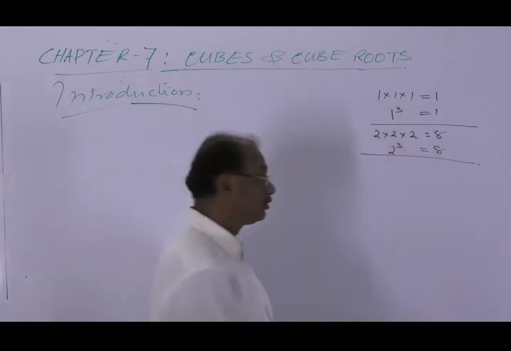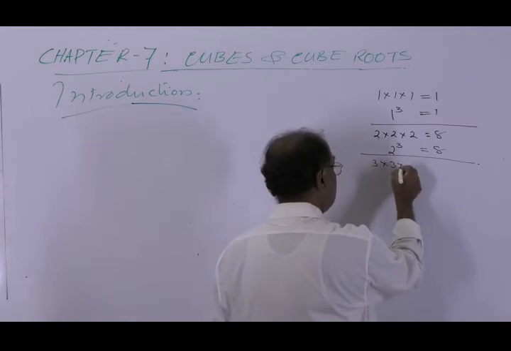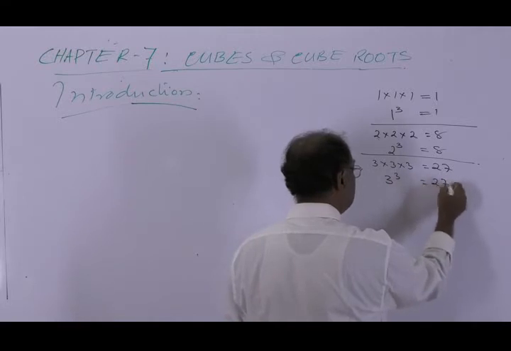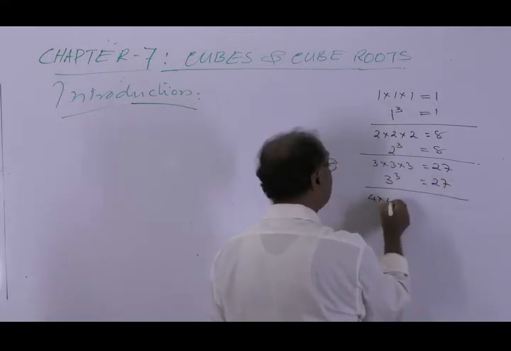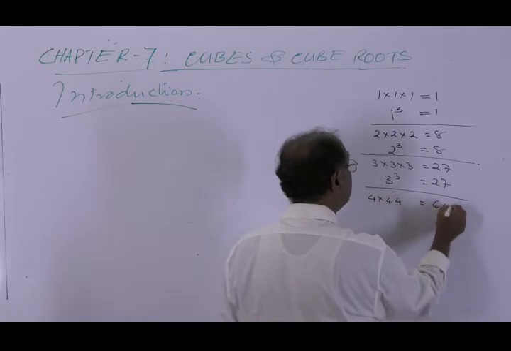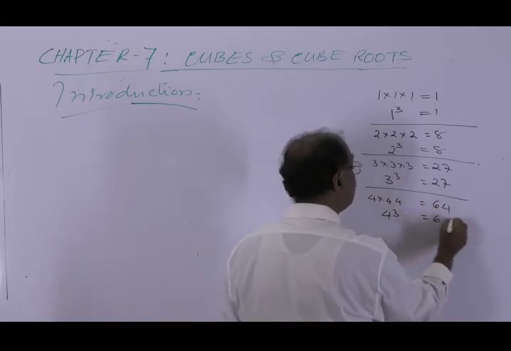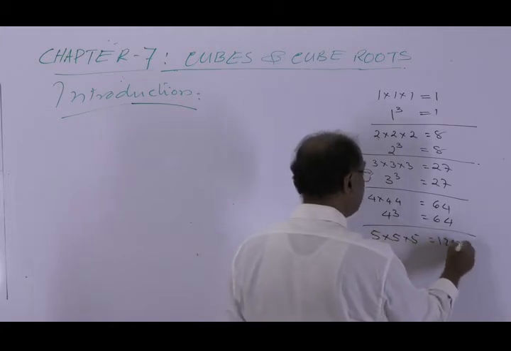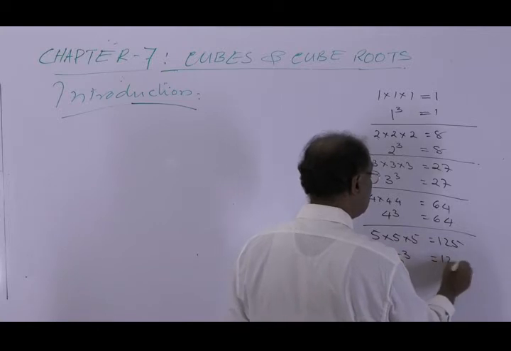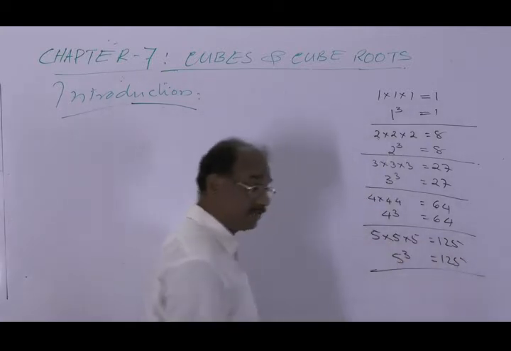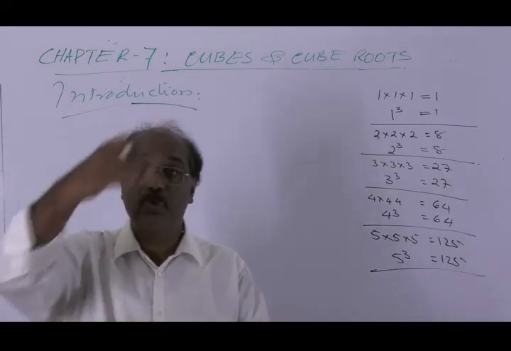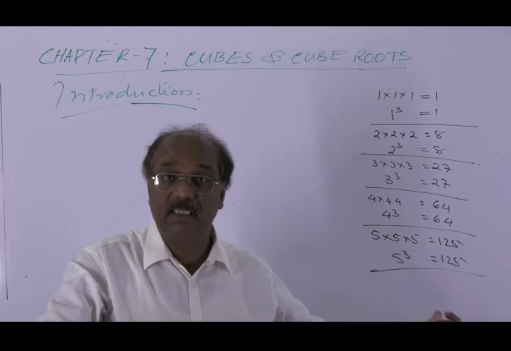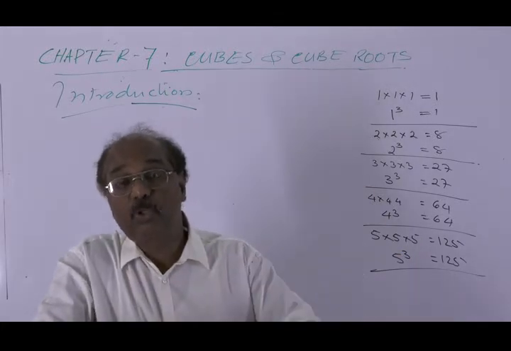3 multiplied 3 times, 3 into 3 into 3, which is equal to 27, or 3 cube is equal to 27. Similarly, 4 into 4 into 4 is equal to 64, 4 cube is equal to 64. 5 into 5 into 5 is equal to 125, or 5 cube is equal to 125. In a similar fashion, we can have the cubes of any number. And these cubes are called perfect cubes or cube numbers.